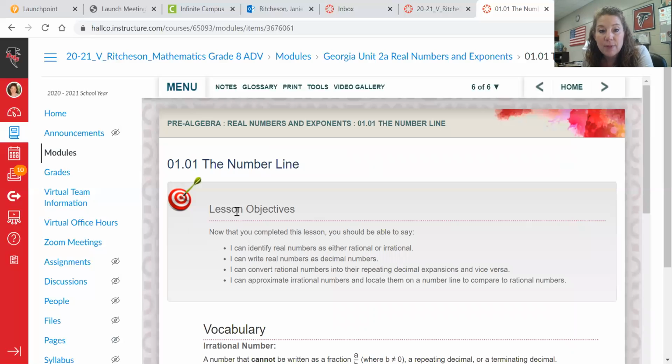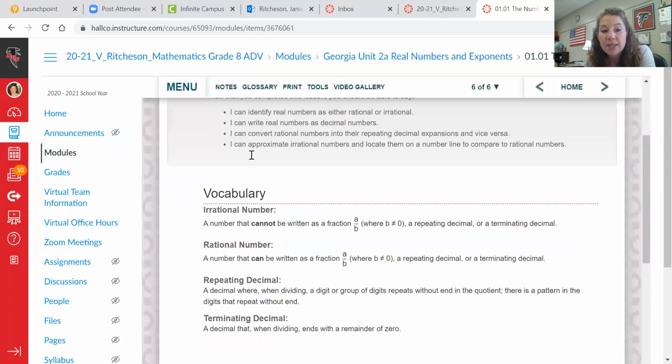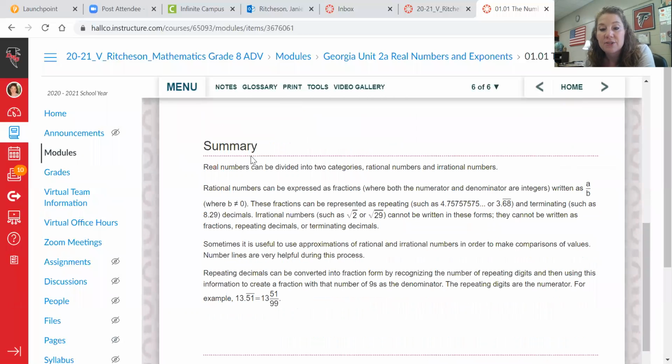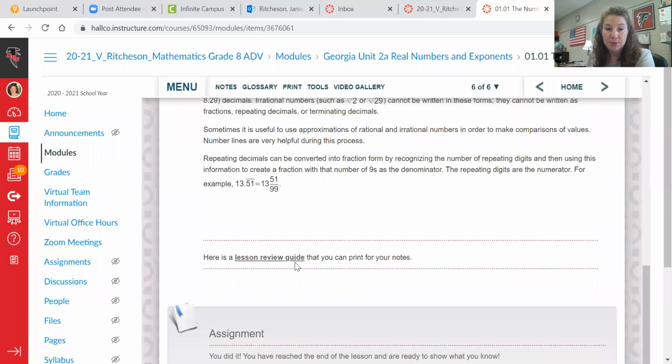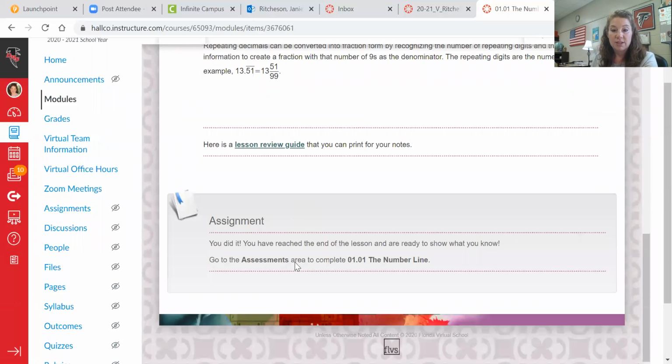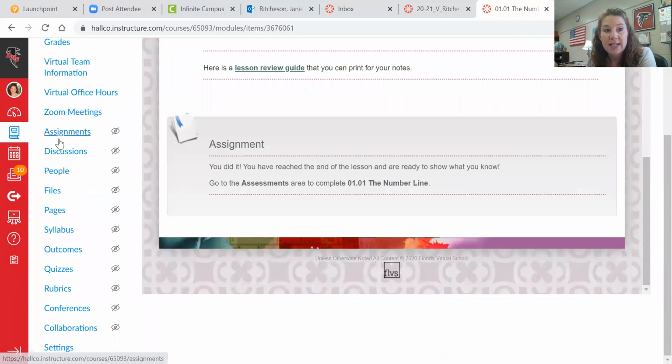And then finally, go back to your lesson objectives and make sure you know that you can actually do these 4 things. Look at your vocabulary. There's a great summary, and you can always print out your lesson review guide to put that in your math notebook. So very good stuff. Make sure you do all of that stuff, guys.